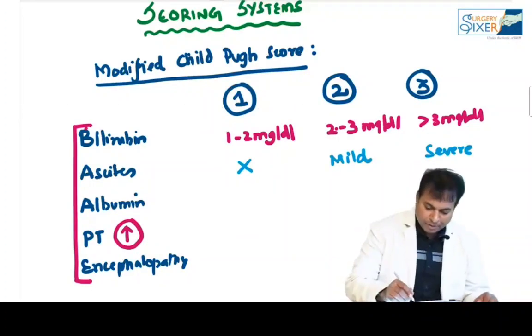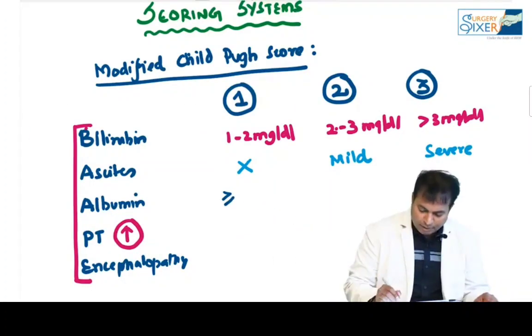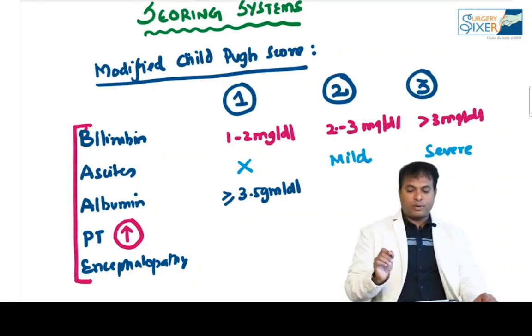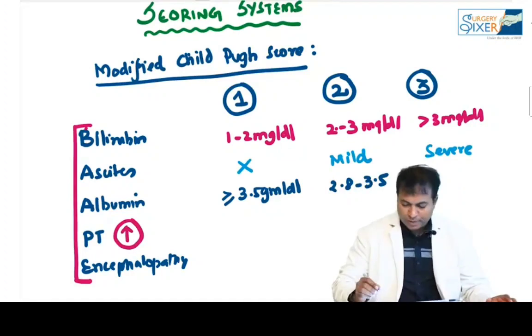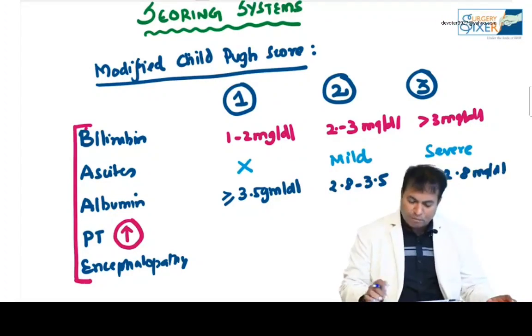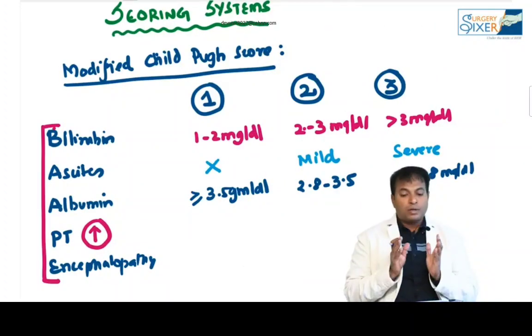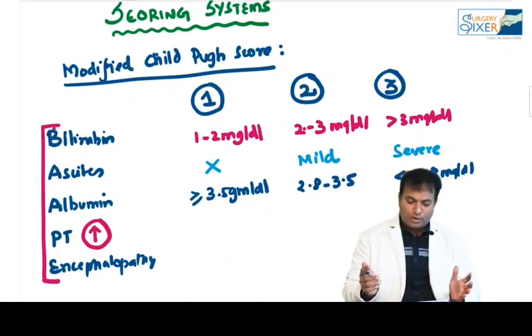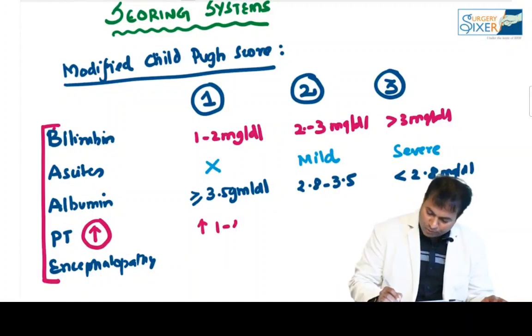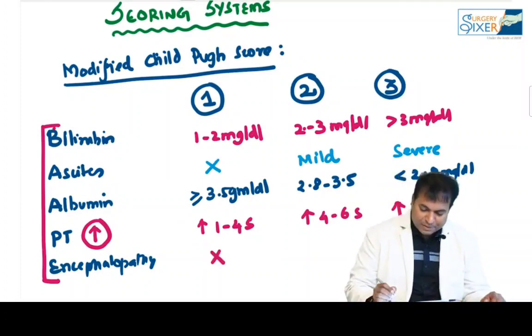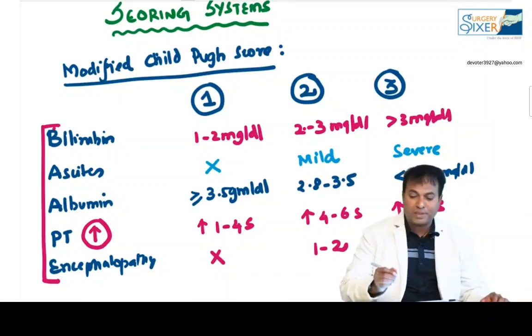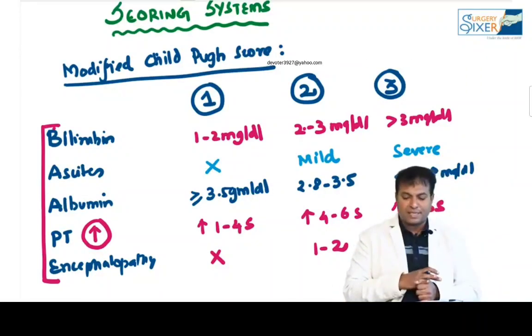So albumin, the normal value of albumin is more than 3.5 grams per deciliter. If it is more than 3.5 grams per deciliter, we give 1. If it is 2.8 to 3.5, it is 2. If it is less than 2.8 grams per deciliter, 3 points are given. So please remember, more than 3.5, 2.8 to 3.5, and less than 2.8. And prothrombin time increased 1 to 4 seconds, increased 4 to 6 seconds, increased more than 6 seconds. It is known as the prothrombin time elevation. Encephalopathy is absent in 1, grade 1 or grade 2 encephalopathy is 2, and grade 3 or grade 4 encephalopathy is 3. So please don't forget these values.